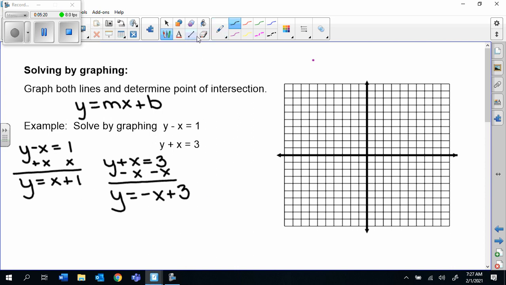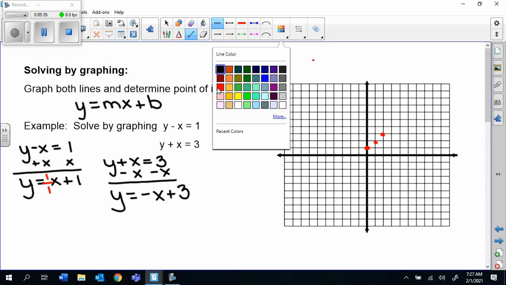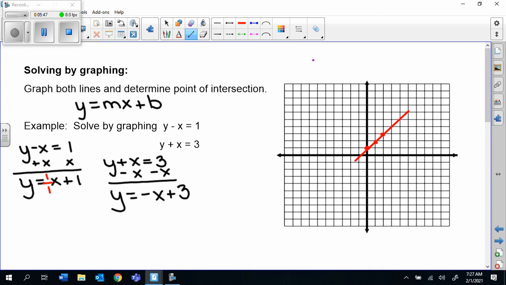So let's graph. We are going to have a point on positive 1. And then it looks here like my slope is 1 over 1. So from this dot, I'm going to go up 1 over 1, up 1 over 1. And I am going to draw a line and try to make it super accurate here, even though I always kind of have to guess. Here we go. And it should go right through that diagonal there. Okay.